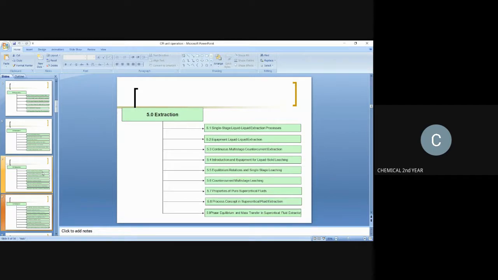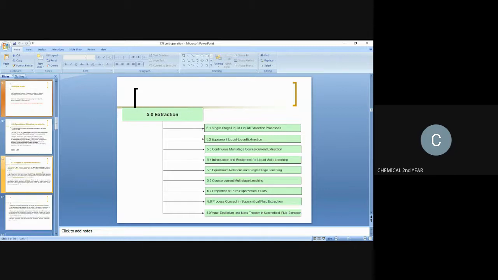Next is Unit 5, Extraction. The single stage liquid extraction process. Then the equipment used for the liquid extraction and continuous multi stage countercurrent extraction. Introduction to equipment for liquid solid leaching, equilibrium relationships, and single stage leaching, countercurrent multi stage leaching, and properties of pure supercritical fluids, process concept in supercritical fluid extraction, and fluid equilibrium and mass transfer in supercritical fluid extraction.